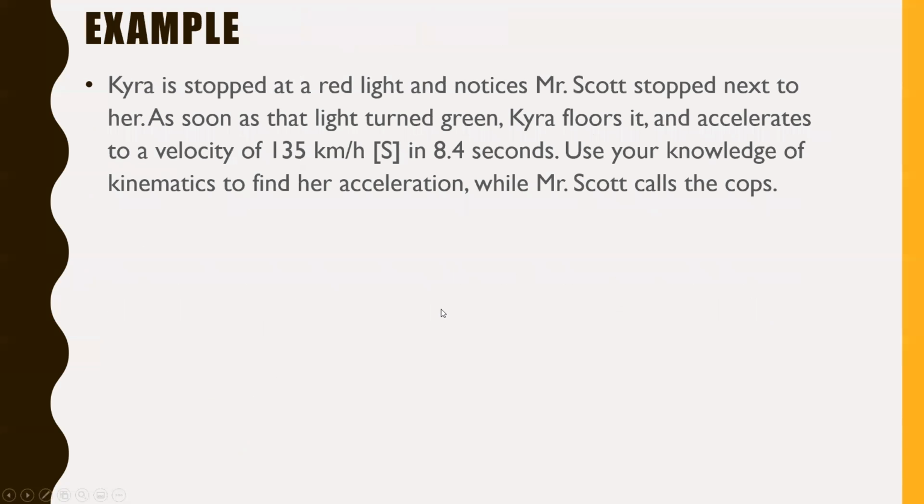So here's our first example. Now it's up to you whether or not you're comfortable. You could pause the video after I finish reading this and try it on your own, or you can just watch me go over it. But we have Kira, who stopped at a red light, and she notices that Mr. Scott stopped next to her. As soon as that light turned green, Kira floors it and accelerates to a velocity of 135 kilometers per hour south in 8.4 seconds. Use your knowledge of kinematics to find her acceleration while Mr. Scott calls the cops. Anyway, pause the video here, give this one a try if you want. I'll go over it in 1 second.